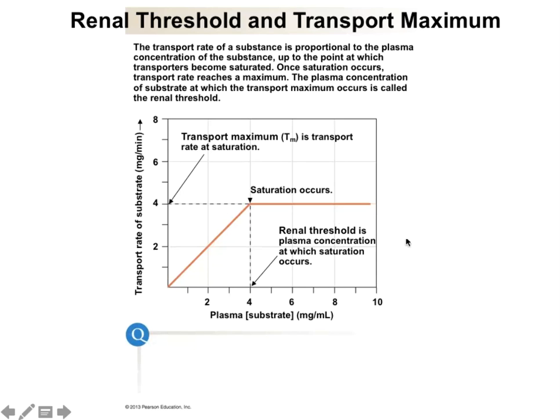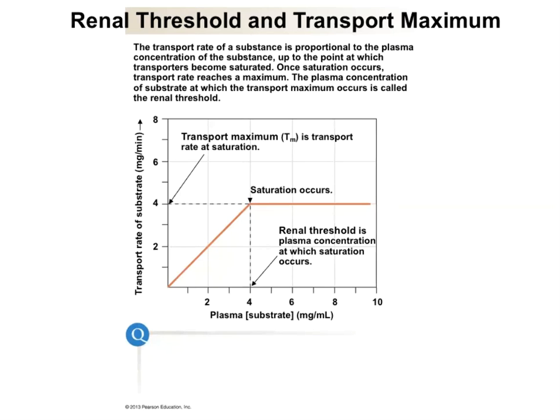And the renal threshold is the concentration. At this moment, the maximum transportation rate is called the transport maximum. And that's what happens. We have filtration, we have reabsorption, and the difference of these two is the excretion. For glucose, we want the excretion of glucose to be 0.